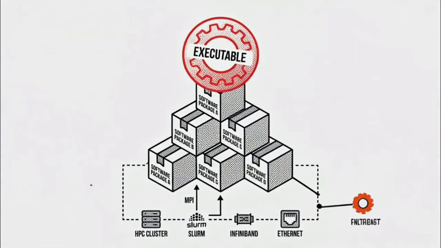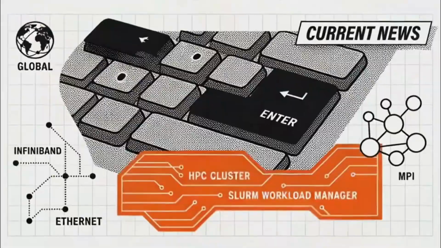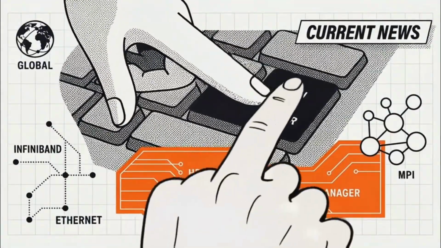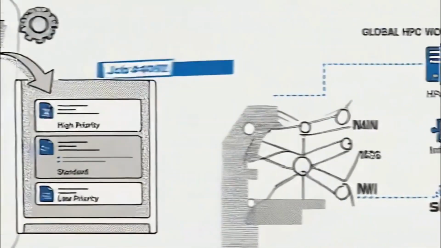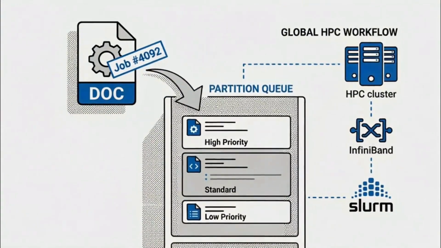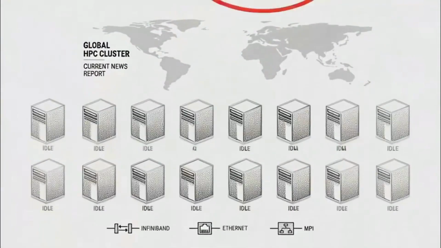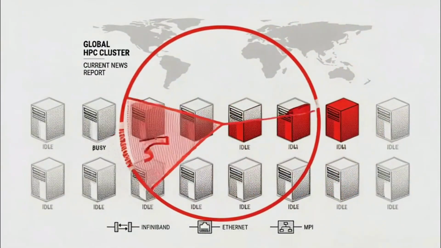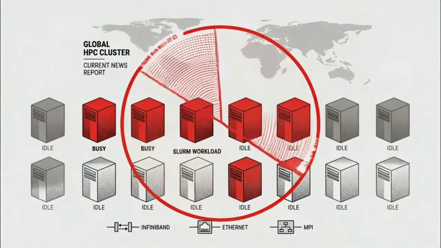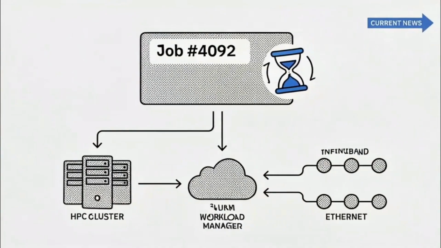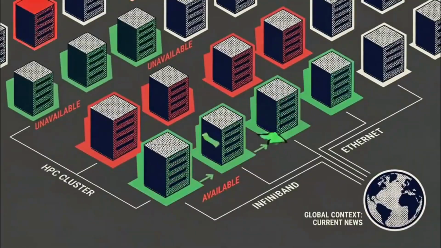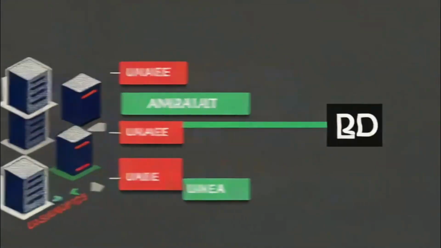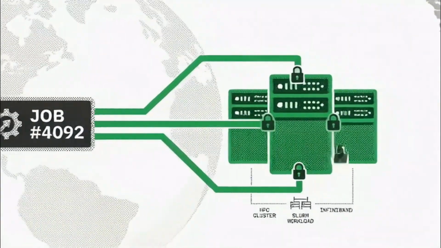The script loads the required software modules and calls the main application executable. The researcher submits the script using the sbatch command. Slurm receives the submission, assigns it a job ID, and places it in the relevant partition queue. The scheduler evaluates the queue against the current state of available compute nodes. If the requested resources are not immediately available, the job waits. When compute nodes with the required configuration become free, Slurm allocates them exclusively to this job.